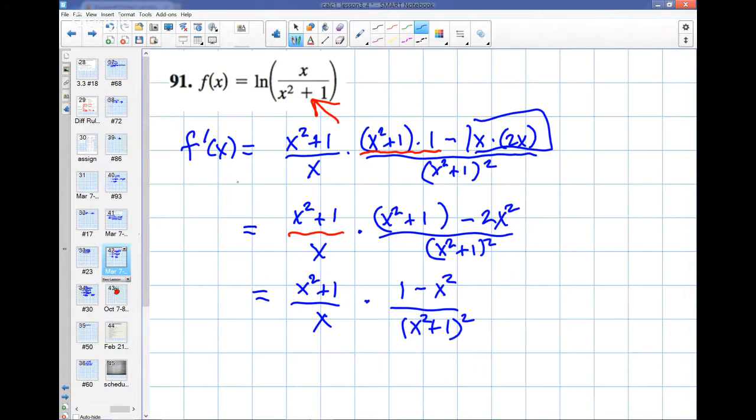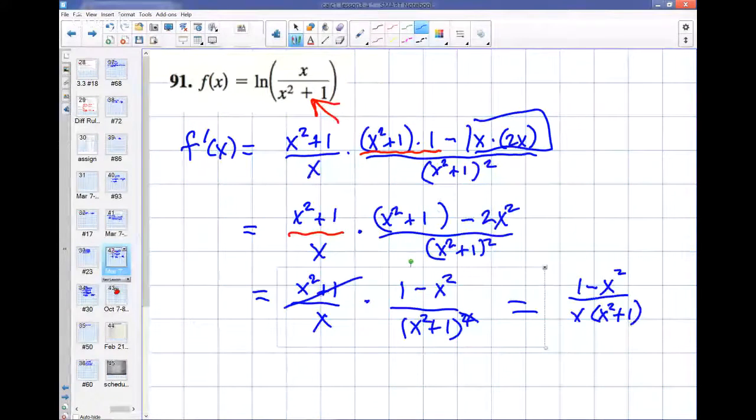And now I can certainly cancel this and one of these. And then what I'd have left is what? 1 minus x squared over x times x squared plus 1. Why did I write? Oh, that's a squared. Yeah. So on the bottom here, x squared plus 1. You can multiply it out, but I would say leave it like that.